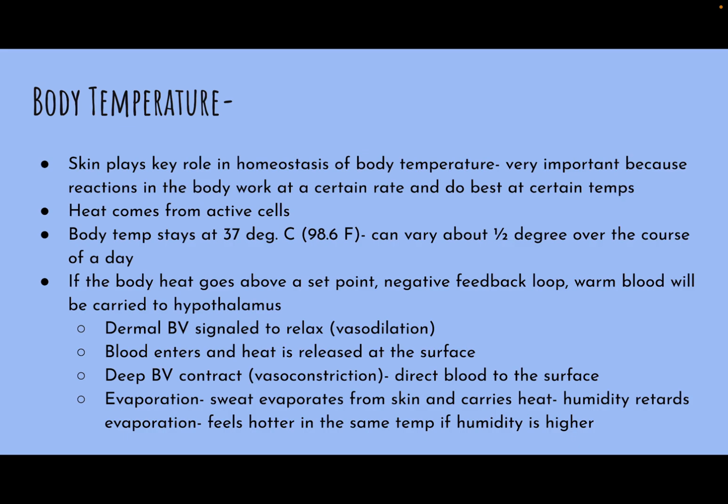When that happens, it says dermal blood vessels. This is all just a chain reaction. Dermal blood vessels are signaled to relax. So we get vasodilation. So the blood vessels in the dermis open up. When they open up, when they vasodilate, the blood is going to enter those blood vessels. So blood is being rushed to the surface of the skin, and that allows heat to be released at the surface of the skin. That's why we get that erythema, and your skin starts to look a little red because blood is rushing there.